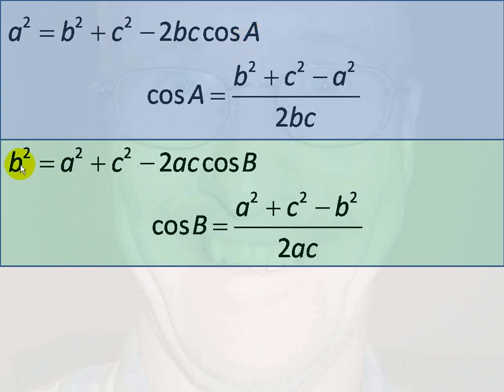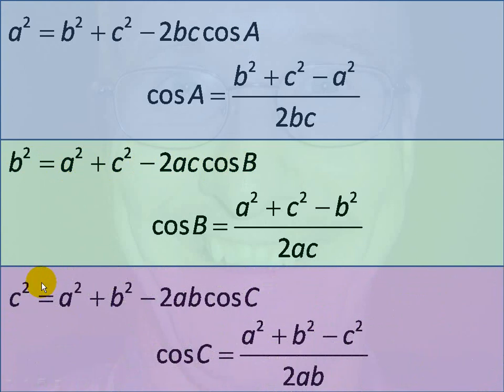So here we have b squared, so what's left? a and c. So it's a squared plus c squared minus 2ac cosine B. And likewise, c squared equals a squared plus b squared minus 2ab cosine C. Okay, so there's a lot of similarities here. And then, of course, I have the cosine C formula for occasions when we need to find the angle C.